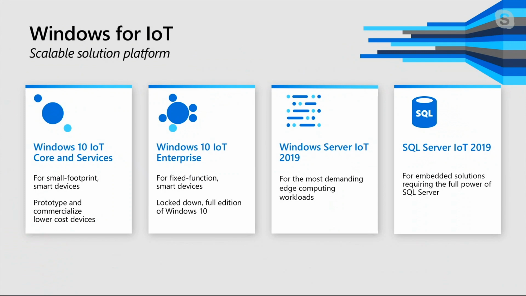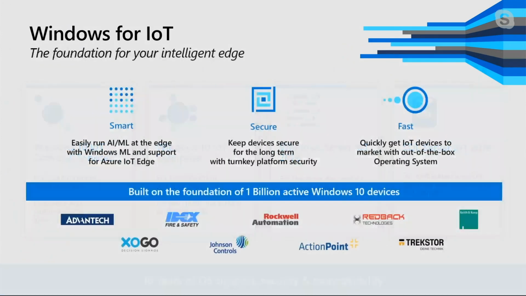So if we take a look at the next slide that we have, there's a couple questions that people tend to ask. Why am I using Windows for IoT? Why should I even build with Windows? And there are 3 core reasons. It's smart. This is an ecosystem of compatible software that billions of active devices are using every single day. So if you build your IoT device with Windows, you get this smart, secure, and fast system.